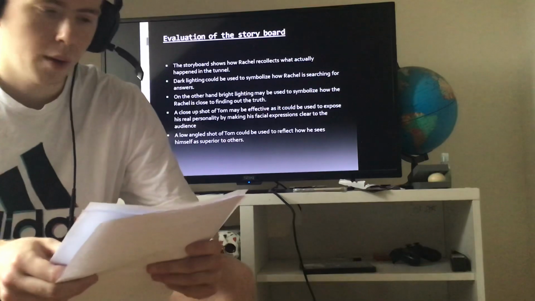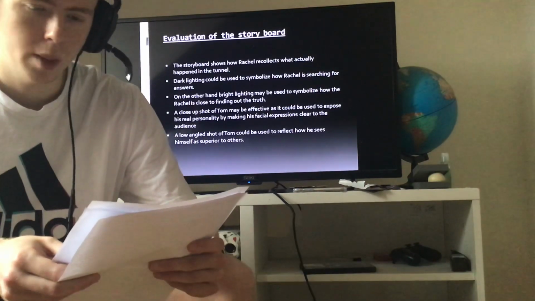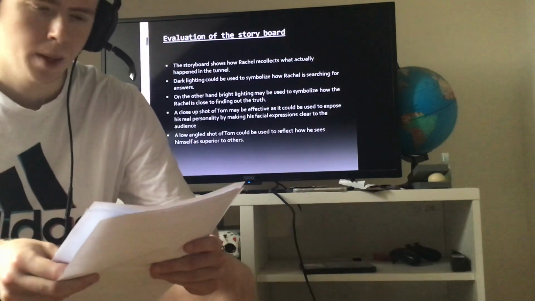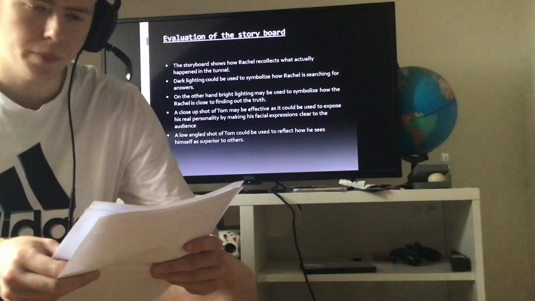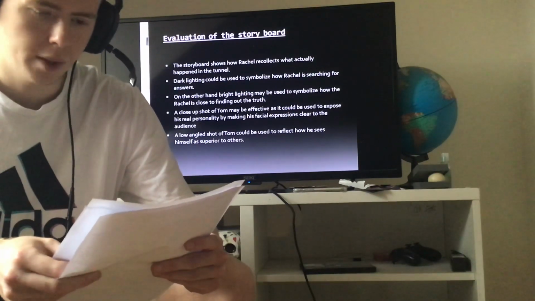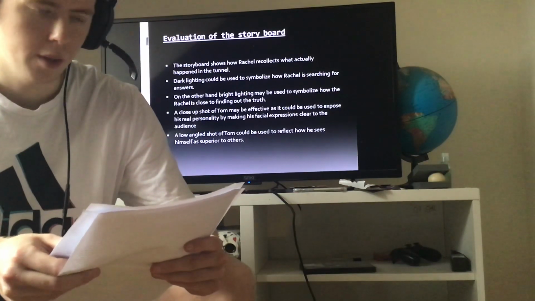In conclusion, dark lighting would be effectively used in the first shot as opposed to using bright lighting, as a bright light at the end of the tunnel may unfavourably indicate that it is the end of the film, when in fact that is not the case. Furthermore, with the focus being more on dark lighting throughout the tunnel, this would effectively connote how Rachel is exploring the unknown in an effort to find answers.